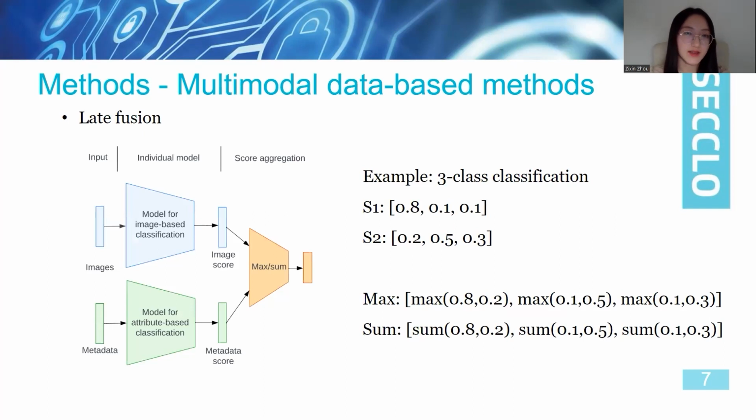Now we will look at the multimodal methods. We mainly consider the data fusion methods. The first one is called late fusion. Late fusion trains the models for the single modality data separately and aggregates the prediction score in the final stage by taking the element-wise summation or maximization.